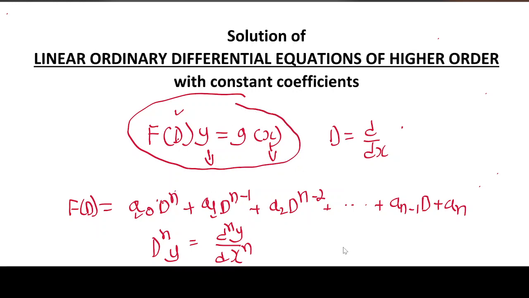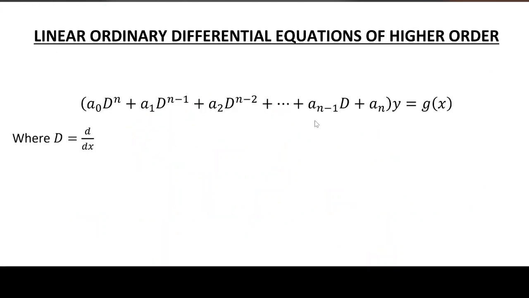Usually here n will be considered greater than or equal to 2. If it is 1, then it will be called a linear differential equation of order 1. Higher order means the order of this differential equation is greater than or equal to 1. For this type of differential equation, we can see two types of solution.